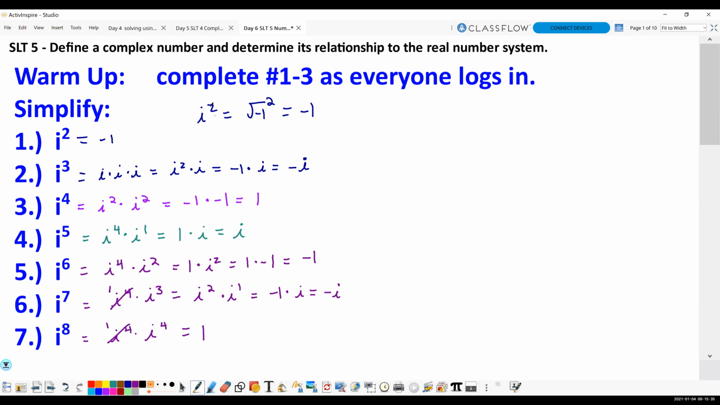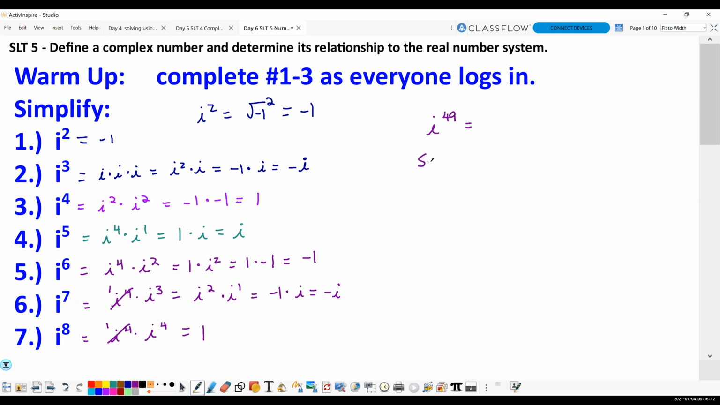So I want you to take a look at these 7 problems and think about how you could do a really hard problem. Like, let's say I had i to the 49th. If I wanted to evaluate i to the 49th quickly, how could I do that? Well, one way is to find the highest multiple of 4 that comes out of 49. This is what I mean. If I divide 49 by 4, I would have a remainder.